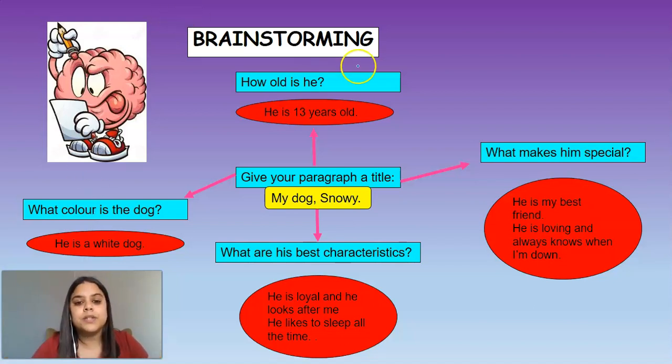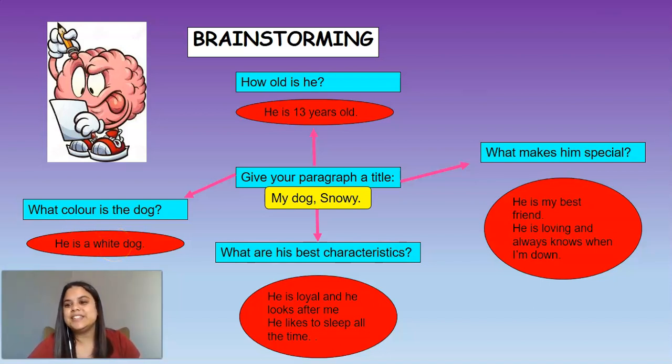So, how old is he? He's 13 years old. What makes him special? He is my best friend. He is loving and always knows when I'm down or sad. He is loyal. What are his best characteristics? He is loyal and he looks after me. He likes to sleep all the time, like you saw in the picture. What color is the dog? He is a white dog.